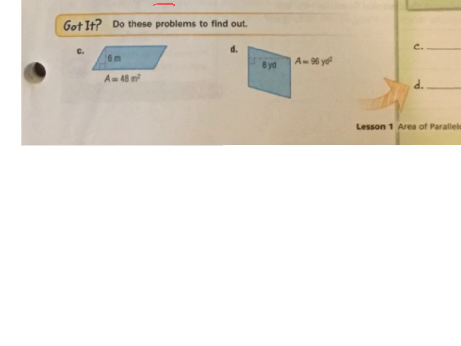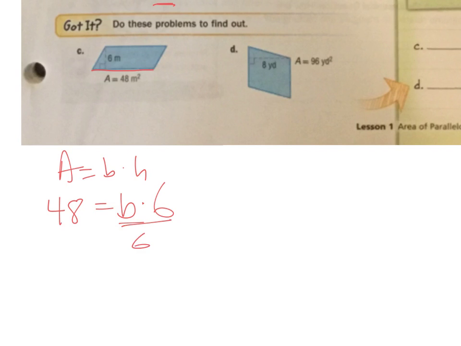Okay. Let's do the you got it. We'll start with C. We know the area on this one. Area equals base times height. We know the area is 48 equals, we don't know the base, but we do know the height. So I'm going to put B down there for base times 6. Now, I just want to get this B all by itself. So I'm going to divide each side by 6. When I do that, I get B over here. 48 divided by 6 is 8. So the base is 8 meters.